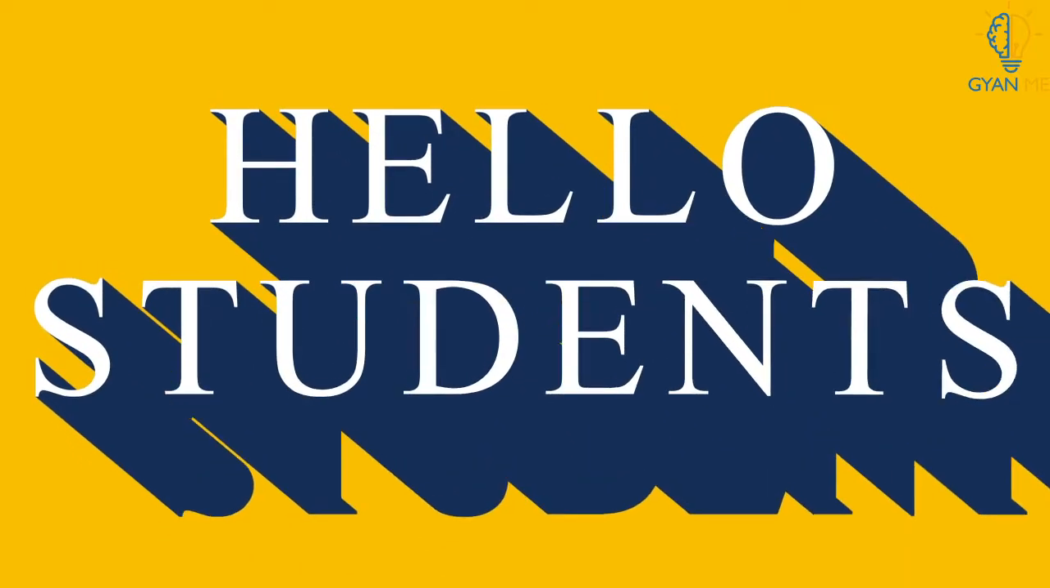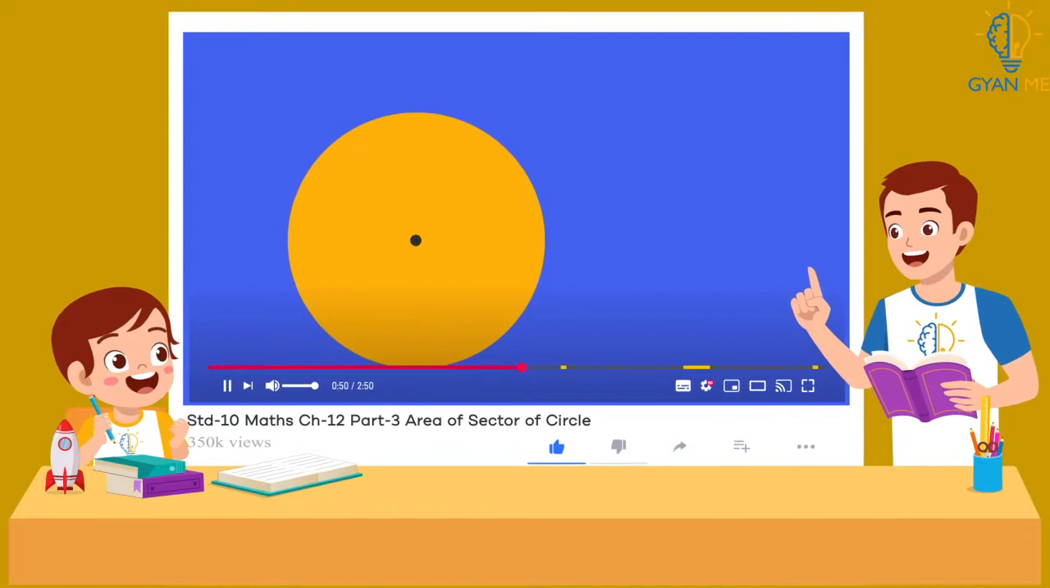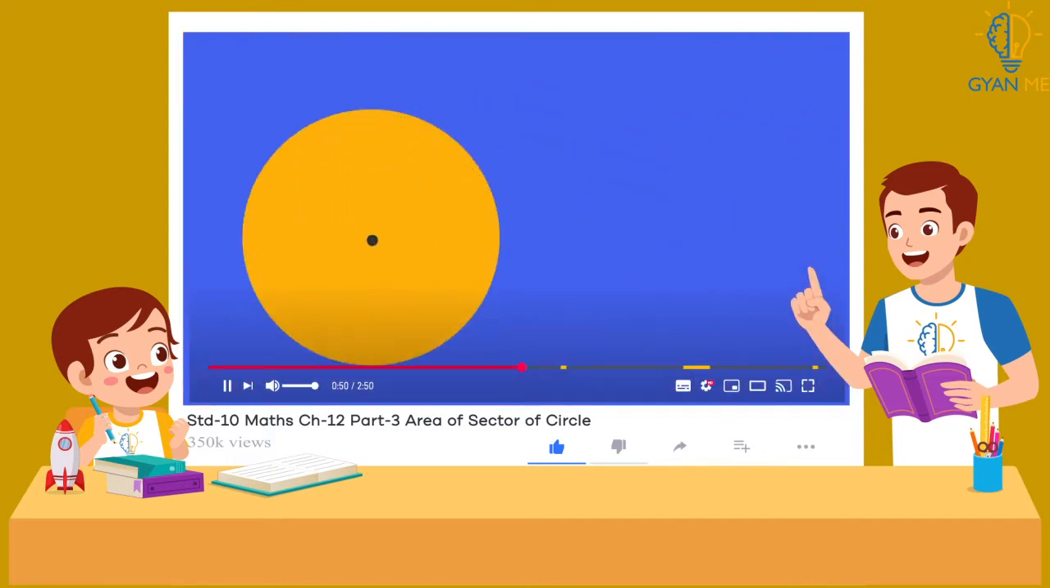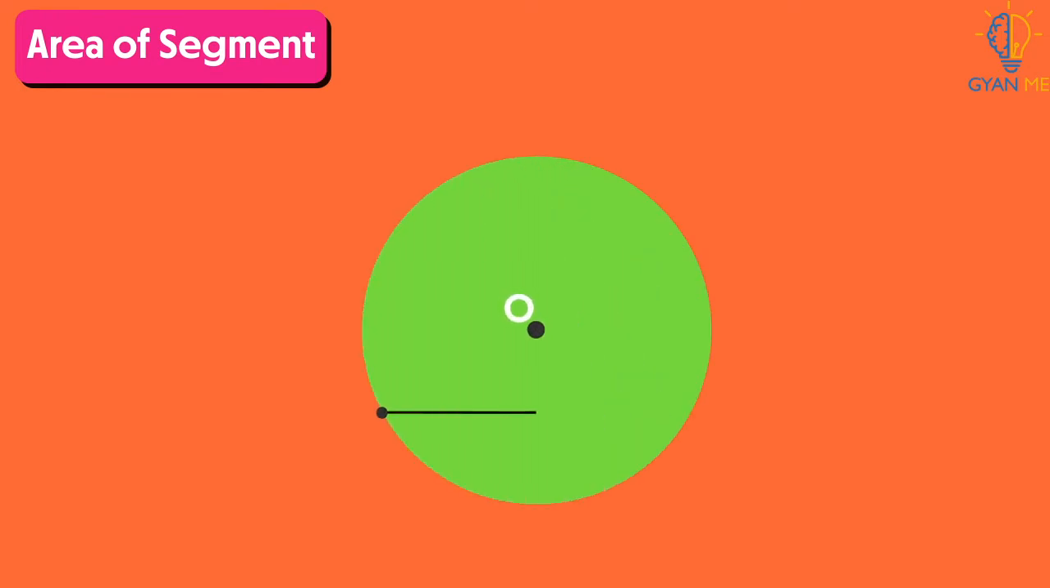Hello students, in our previous video, we calculated area of sector using formula theta upon 360 into pi r square, and also learned to find out length of the arc of any sector using formula theta upon 360 into 2 pi r. In our today's video, we will learn to find out area of segment.